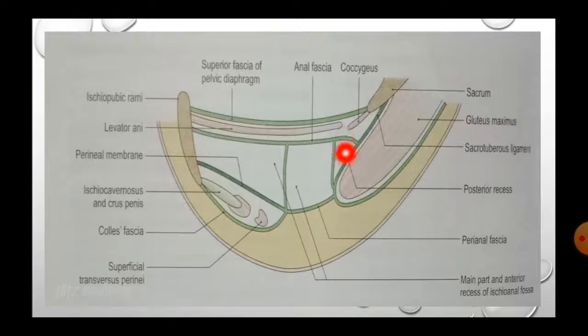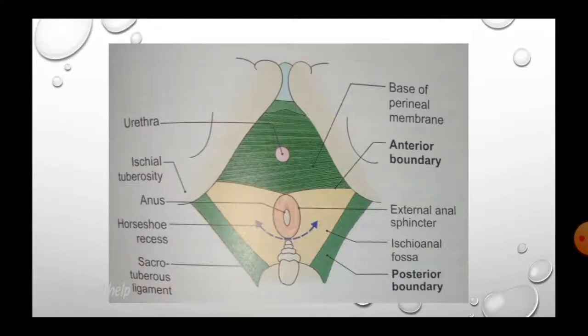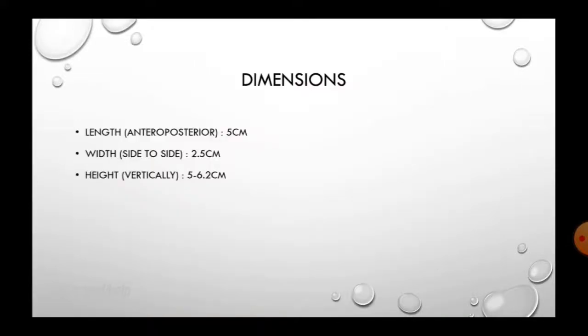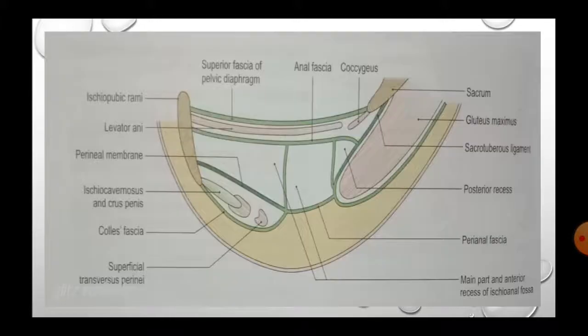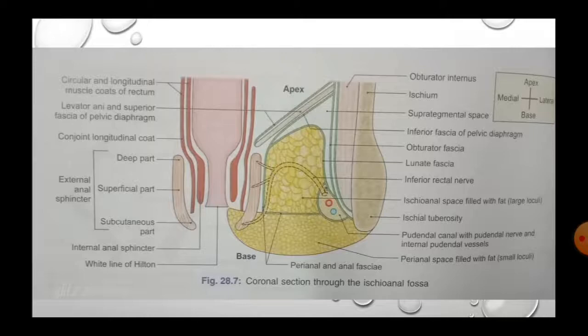The second one is the posterior recess, which is smaller than the anterior. It extends deep to the sacrotuberous ligament. Finally, we have a horseshoe-shaped recess that connects the two ischioanal fossae. It is situated just posterior to the anal canal. Now, going into the spaces and canals of the fossa, we have two spaces and one canal. So, the spaces are the perianal space and the ischioanal space, and the pudendal canal. So, the first one is the perianal space.